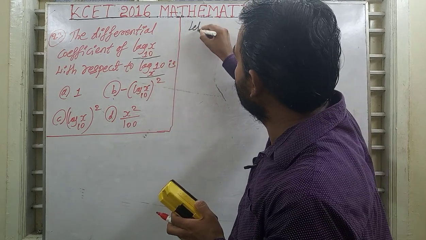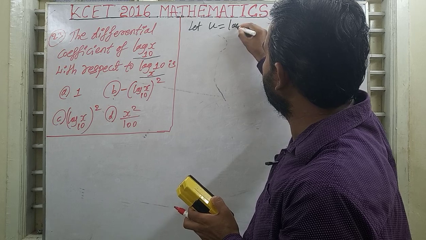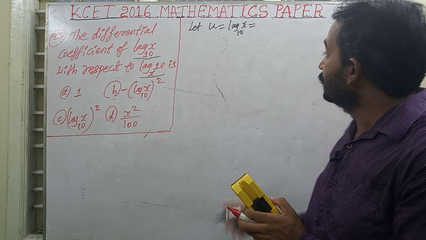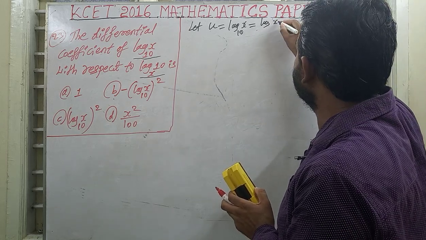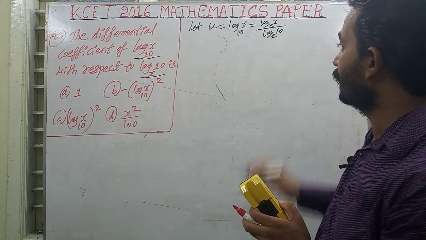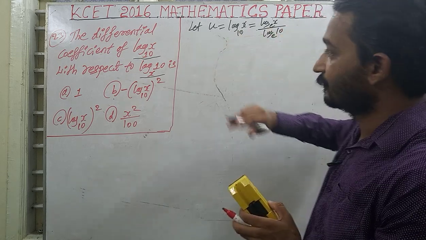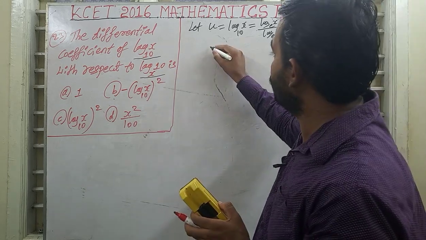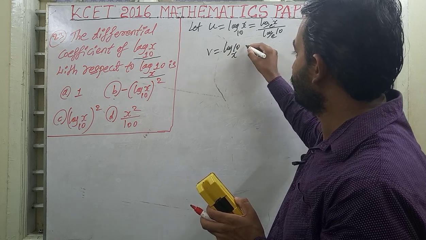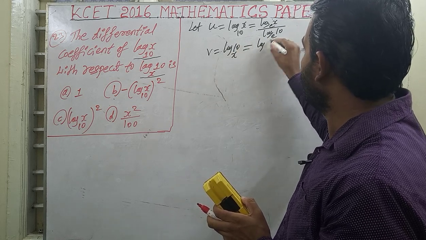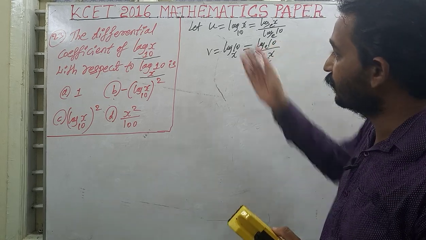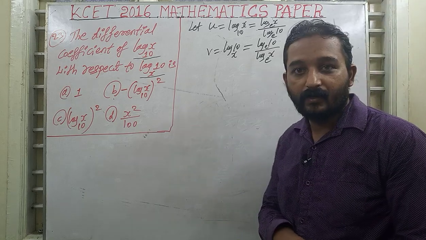So let u be what? Log x base 10. Using the logarithm base rule, this can be written as log x base e divided by log 10 base e. Using the base rule, we have converted this into this type. So next, take v equal to log 10 base x. This can be written as log 10 base e divided by log x base e. Now differentiate u with respect to v, that is the required answer.